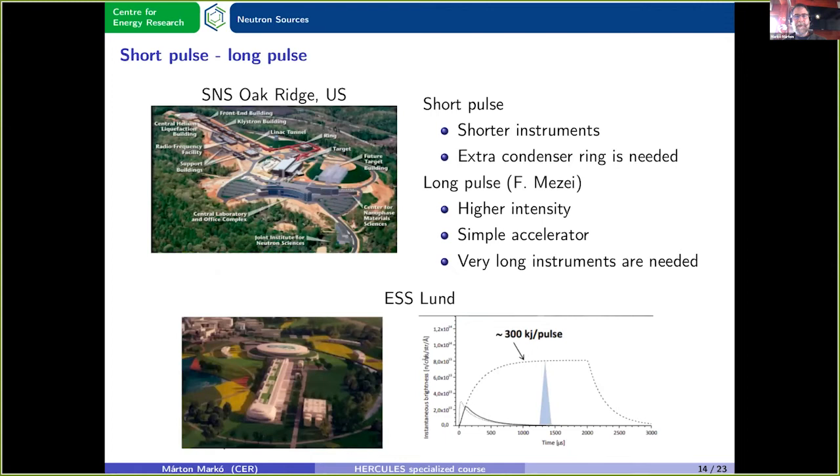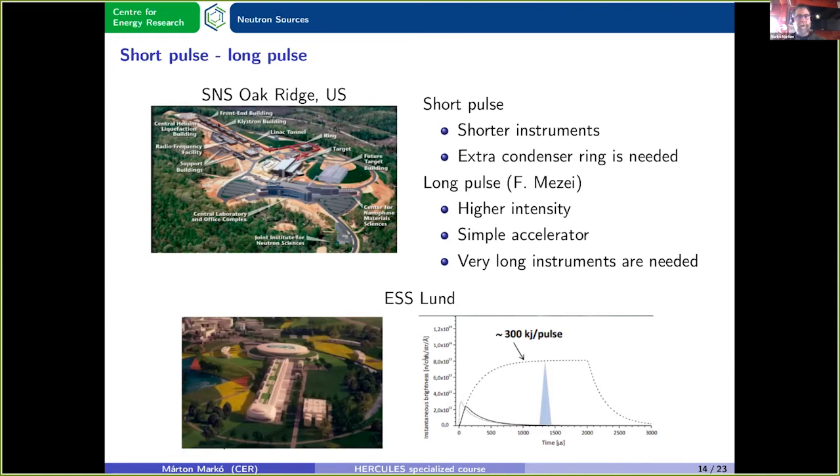So what's the difference between the two spallation sources I mentioned? The SNS, and actually all of the other spallation sources, use short pulse. Why is short pulse good? Because we can monochromatize the neutrons by measuring the flight time, and if the initial pulse is very short, then we have very high resolution.